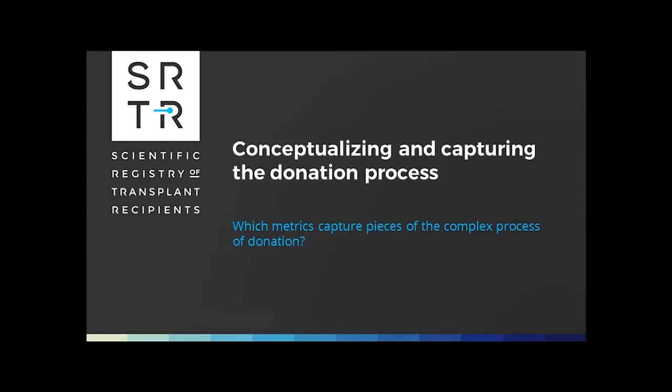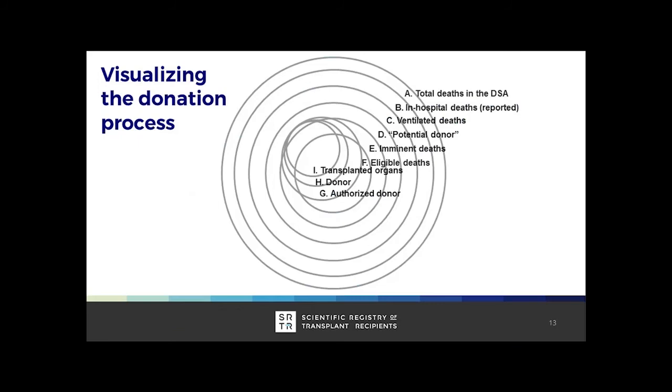So let's go on to conceptualizing and capturing the donation process. I like to think of these as my circle diagrams, but I like to highlight how we think about capturing a complex process. We all know that the process of deceased organ donation is a complex one with many steps. So how do we go about thinking about that? This is the way I conceptualize it. We all know that within the donor service areas, which we refer to as DSAs for short, if we start at the outer circle, circle A, we have deaths that occur within our donor service areas that the OPOs serve.